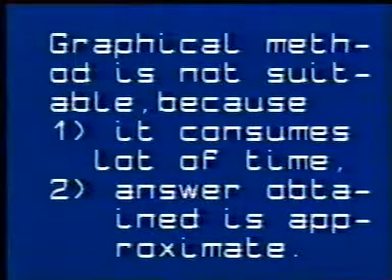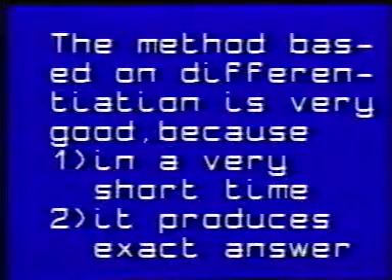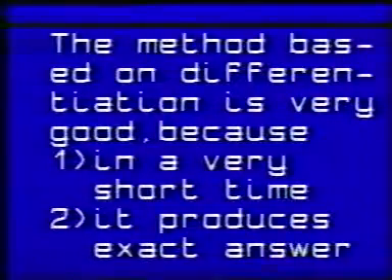We have solved example 1 and example 2 by graphical method. We can very easily see that graphical method is not suitable because it consumes a lot of time and the answer obtained is approximate. The method based on differentiation is very good because in a very short time it produces the exact answer. Now we shall study how to find out maximum and minimum values of physical variables by the method of differentiation.